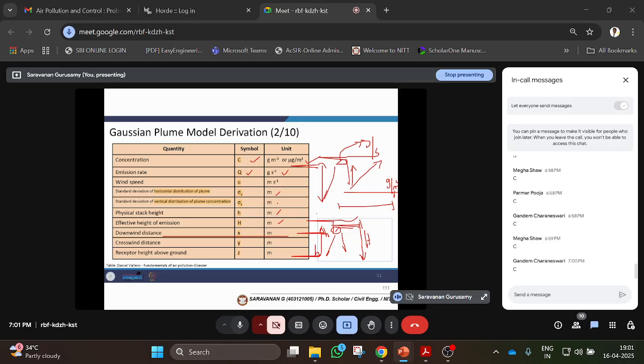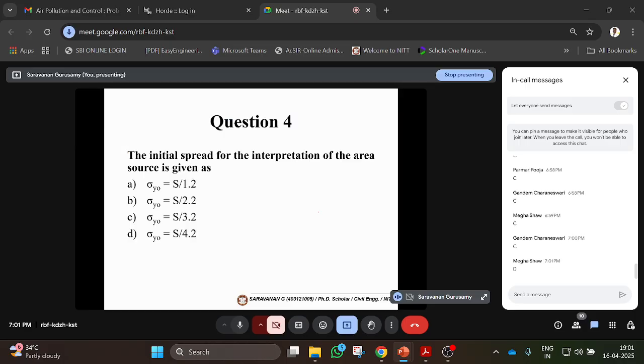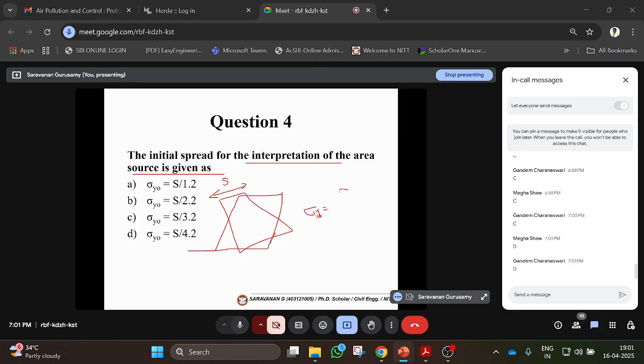So you all know about the Gaussian plume model, I guess. And the initial spread for the area source is given to us. If I know the area source, if I know the pollution, then I am fixing an area. What is the surface of this area? I am assuming an area. If I know S of this area, sigma y can easily be found with S by 4.2, right? It's a simple formula.